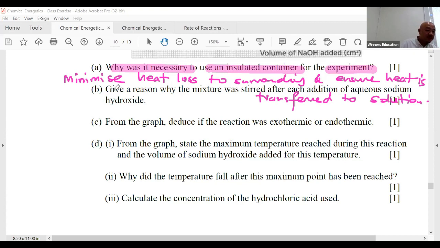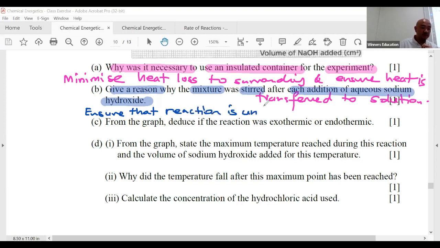Next, give a reason why the mixture was stirred after each addition of aqueous sodium hydroxide. Why do you stir it? The technical answer, usually in the practical: when there's a practical question that looks like this, this is what I will usually write. Ensure that the reaction is uniform. So every part of the styrofoam cup, the reaction over there, they all look the same. Very important.